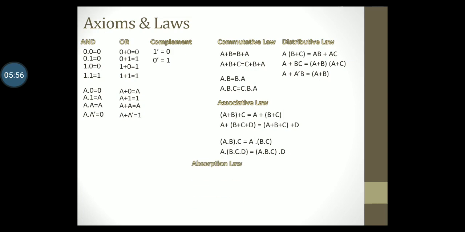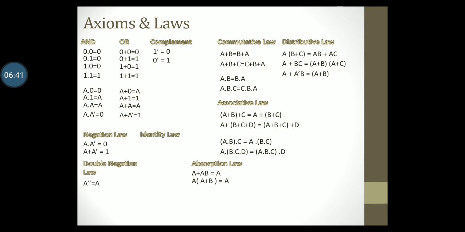The next set of laws is called the absorption laws. You have two laws here. A plus AB is equal to A and A into A plus B is equal to A. Now some of these laws have been given additional names. For example, we have the negation law, which says that A dot A dash is equal to 0. Second, A plus A dash is equal to 1. There is also a law called the double negation law, which reads A double dash is equal to A.